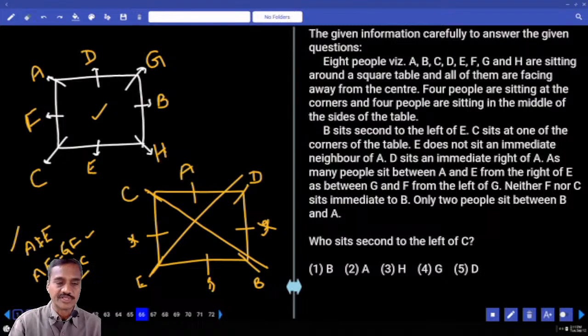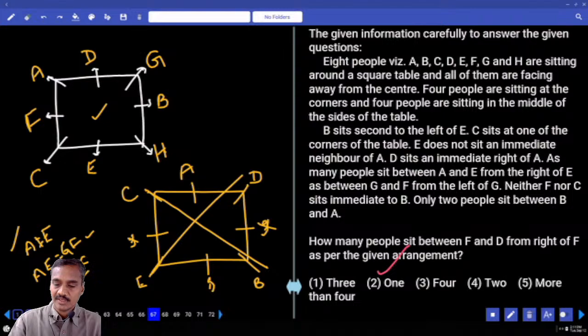Then, who sits second to the left of C? H, that is choice 3, question number 66. How many people are in between F and D? Counting from the right of F, as per the given arrangement, there is only one. One, that is choice 2, question number 67.